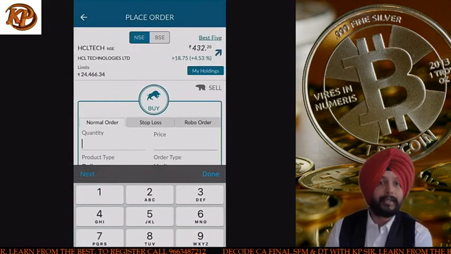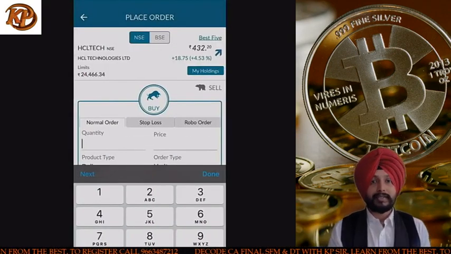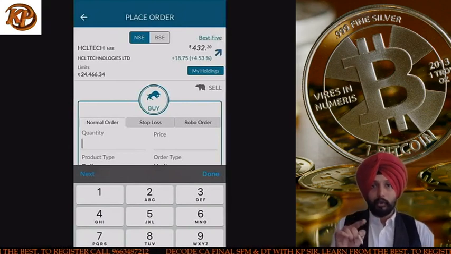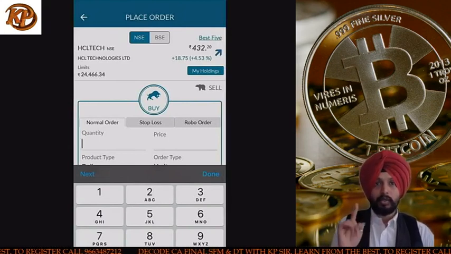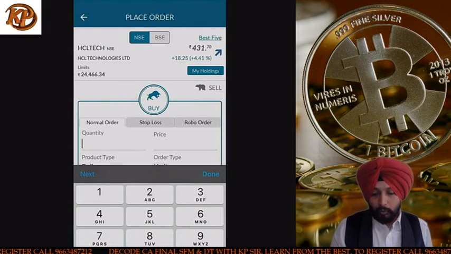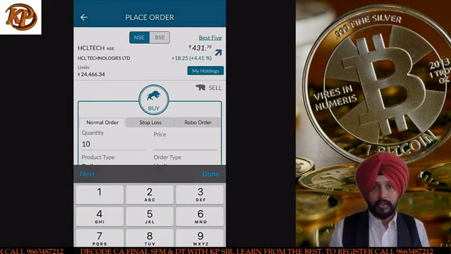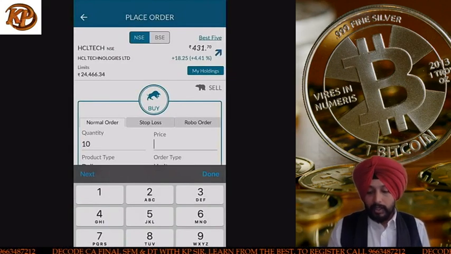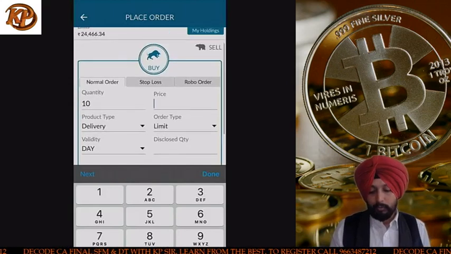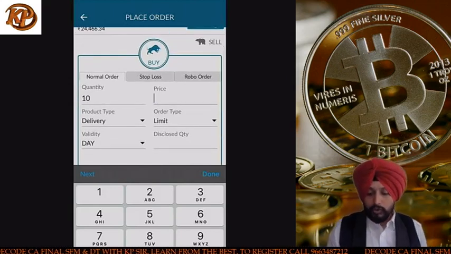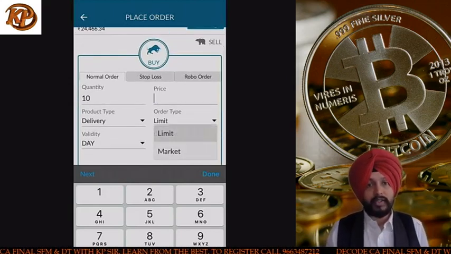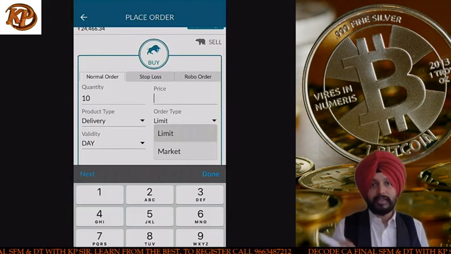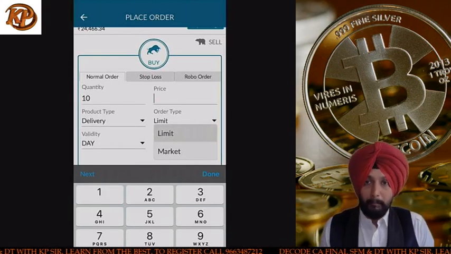Now if you look at this, I want to buy the shares of HCL Tech right now, and let's say I put the quantity as 10 shares, and I can put the price at which I want to buy. There are two types of orders you can place. One is a limit order, one is a market order. Can you see that, guys?